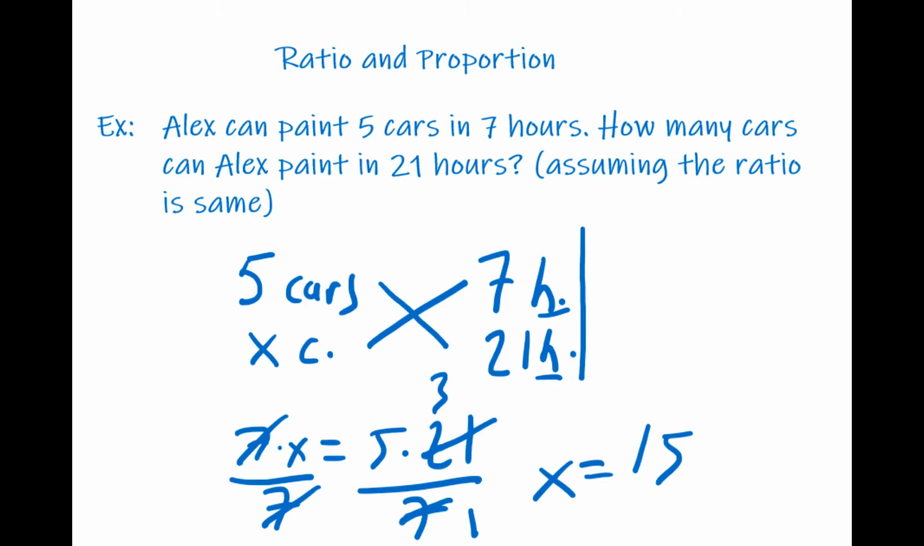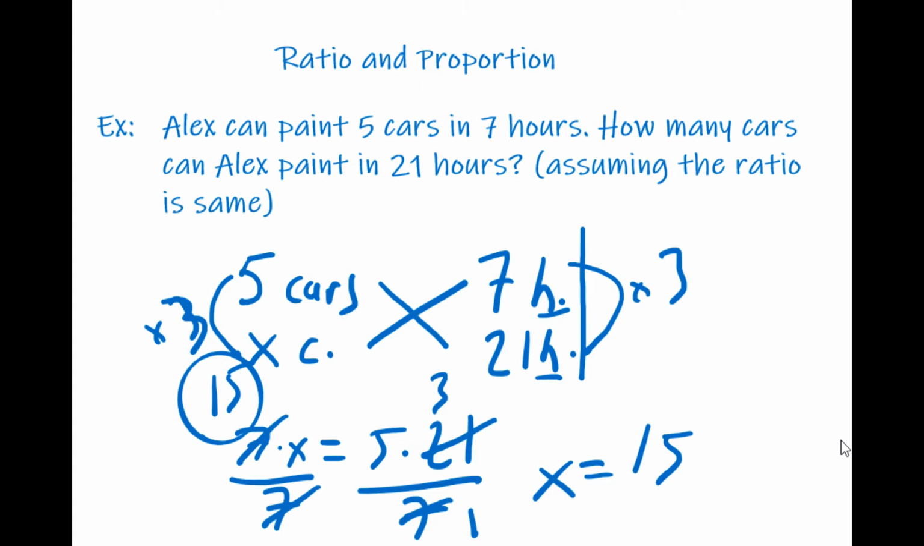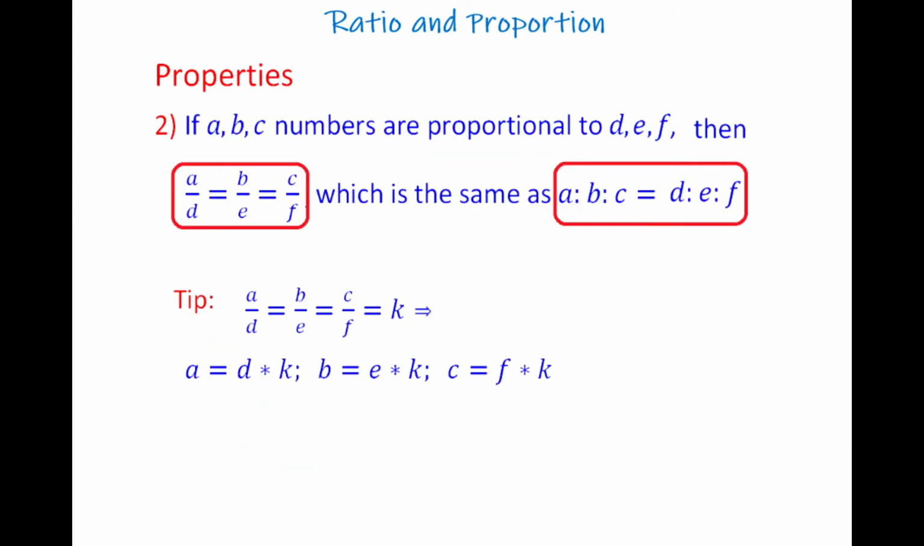And there is actually another way, which is if you multiply 3 by 7, then we can get 21, right? So we need to multiply 7 by 3 here. So in order to get x, we should also multiply 5 by 3, guys, okay? If you multiply 3 by 5, then we're going to have 15 here, which is another way to find the same x. And we have a new property, guys.